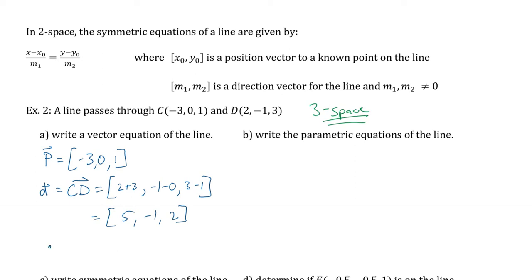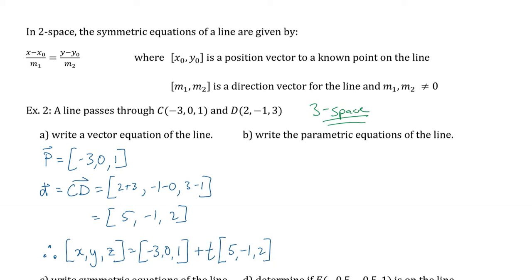Therefore, see, that wasn't too bad, right? (x, y, z), because now I'm in 3 space, is equal to the position vector plus some parameter. Notice we like to use t, times the direction vector. So almost the same as 2 space, but now I have x, y, and z components of all my vectors and points and everything, right?